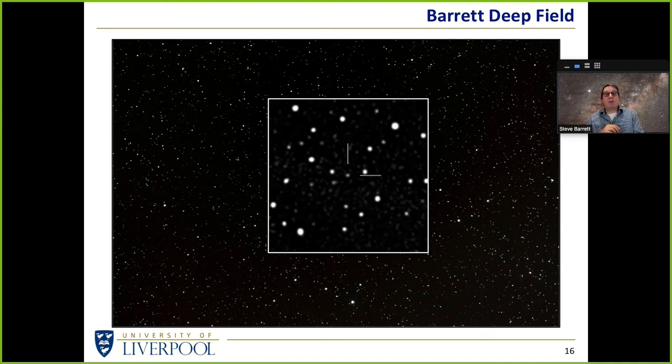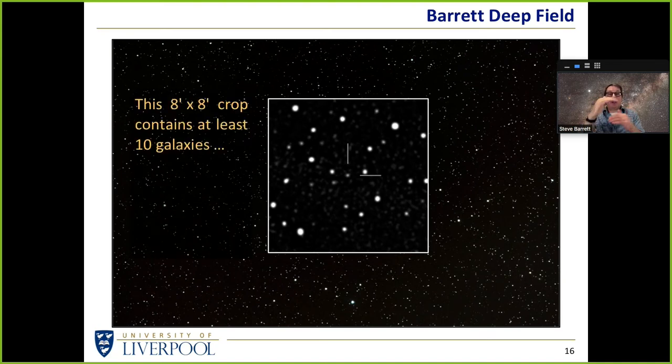But whilst I had this particular crop, that particular crop of the whole image is only about 8 arc minutes by 8 arc minutes in size. And by checking it against the Sloan Digital Sky Survey, I realised that I'd actually caught a few galaxies in there, as well as a few foreground stars.